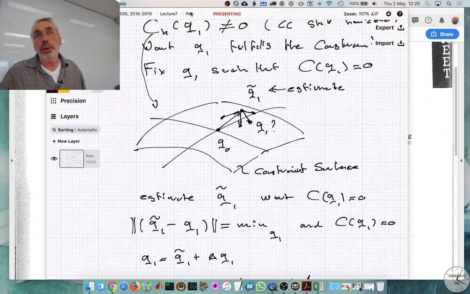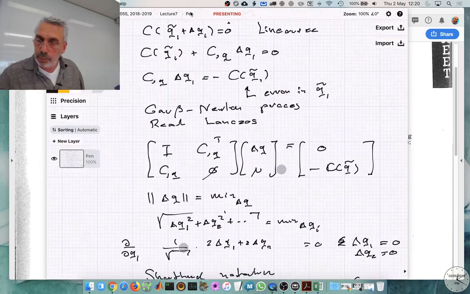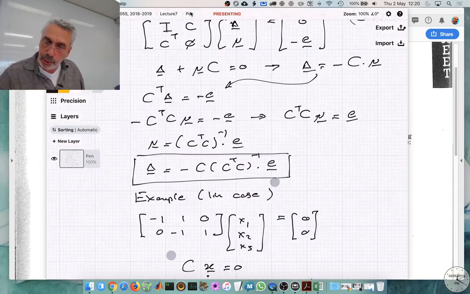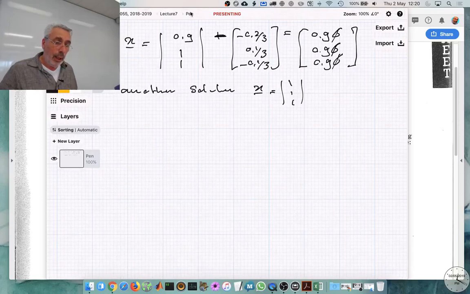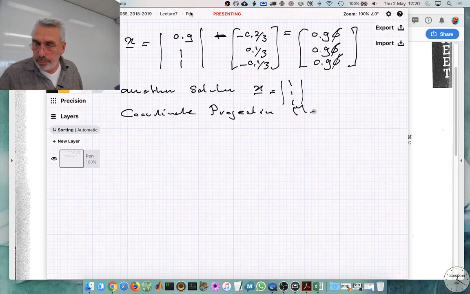And this is actually the process we apply in our minimally constrained multibody system. How does it go? The algorithm for our coordinate projection method goes like this. I'm going to write an algorithm. That's sort of fun, I guess.